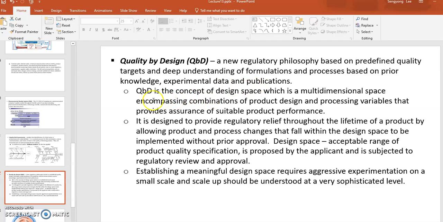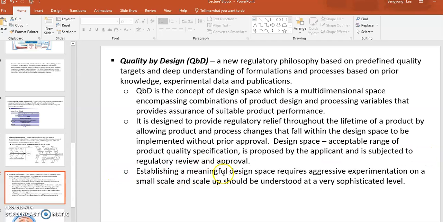That's what it means. So quality by design is the concept of design space, which is a multidimensional space encompassing combinations of product design and processing variables that provides assurance of suitable product performance. It is designed to provide regulatory relief throughout the lifetime of a product by allowing product and process changes that fall within the design space to be implemented without prior approval. So design space is acceptable range of product quality specification which is used by the applicant and is subject to regulatory review and approval.